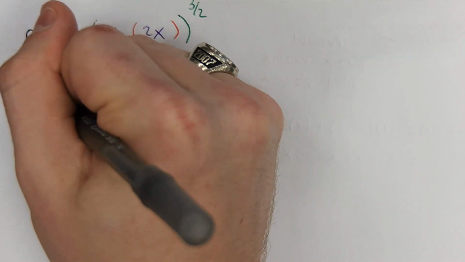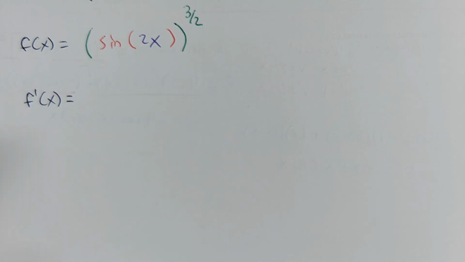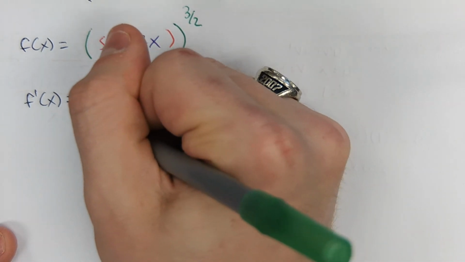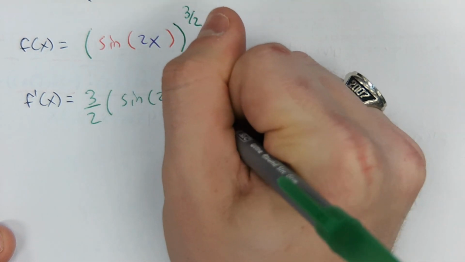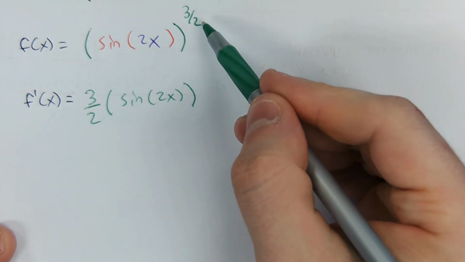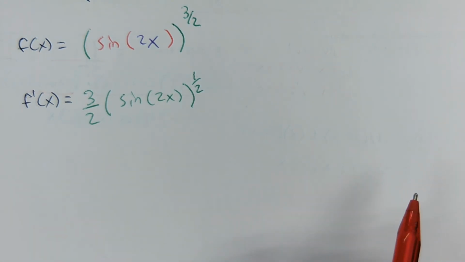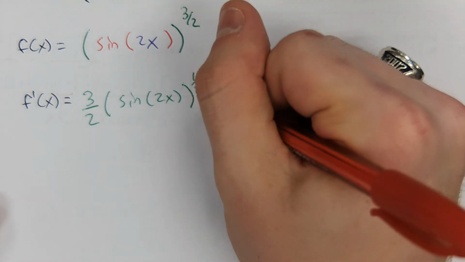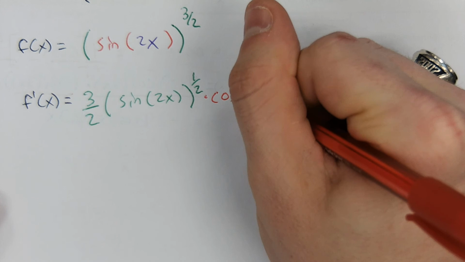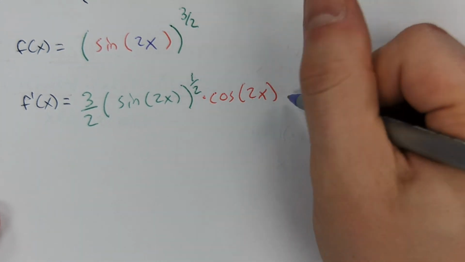f prime of x is the derivative of the green structure. Well, that's just something to a power. Bring the power to the front, do not change the inside, and decrease the power by 1, so you get a positive 1/2. Now we have to do the derivative of the red stuff. The derivative of sine of some crap is cosine of that crap. And then of course we have to do the derivative of the inside, which is just times 2.